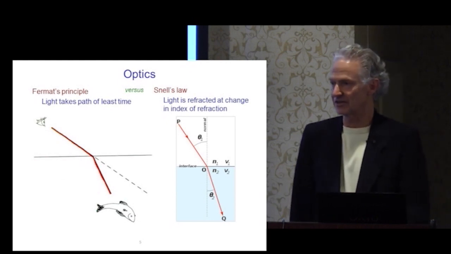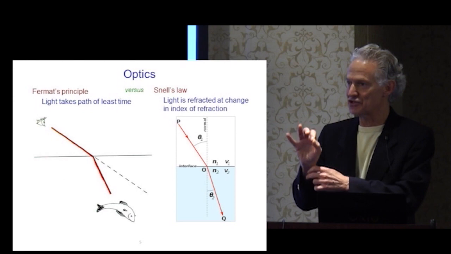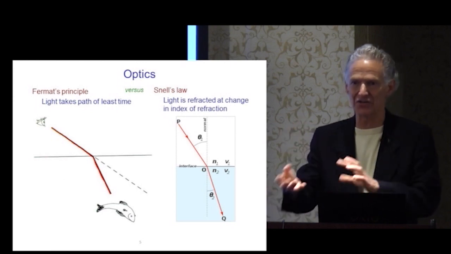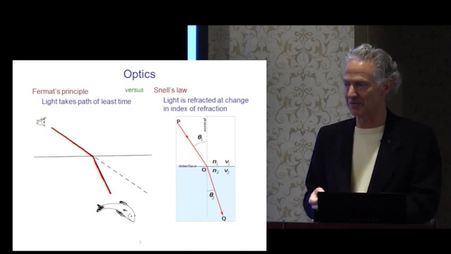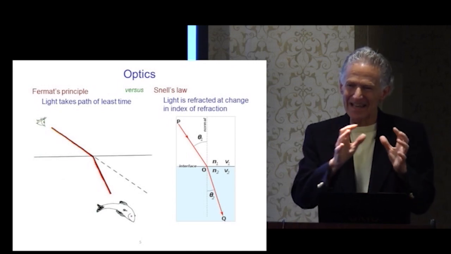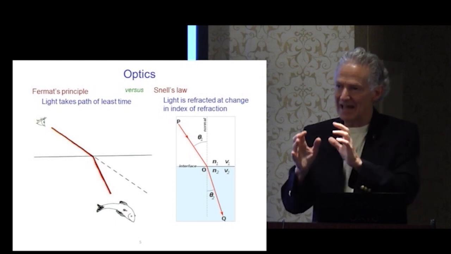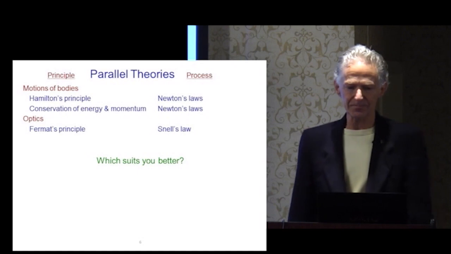But there's another way of looking at it, and that's through Snell's law, which tells us that at the shift of index of refraction, there's going to be a bend and so on and so on. And you can base this on phase matching conditions and so on. So again, there's sort of this principle, and then there's a process.